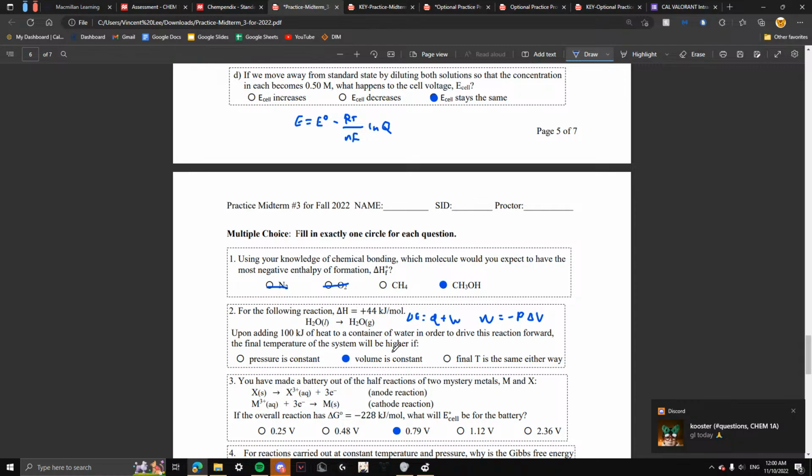If volume is held constant, delta V is equal to 0. So work equals 0. So delta E is equal to Q. All of the energy is going to be spent heating up the system. So the temperature is just going to be higher that way.